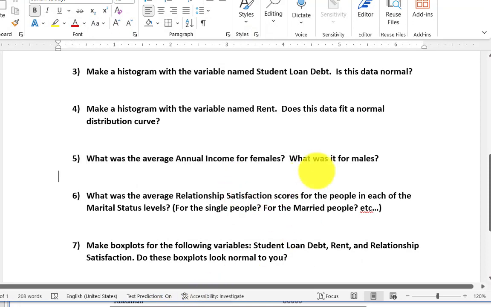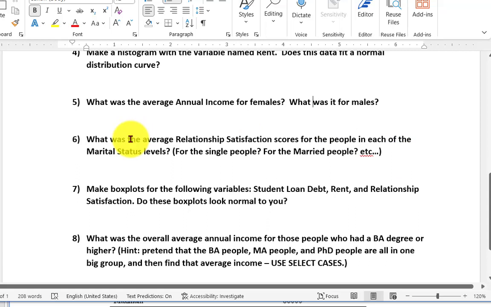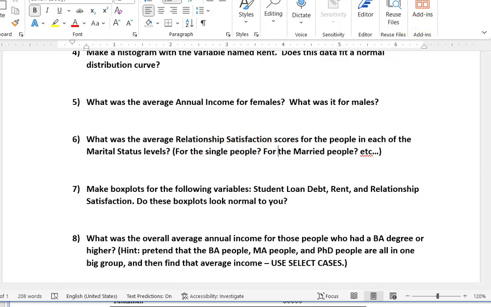But what was the question? Oh, what was it meant for males and females? Okay, we did that. Done. Number 6, what is the average relationship satisfaction scores for people in each of the marital status levels? Single people, etc. All right.